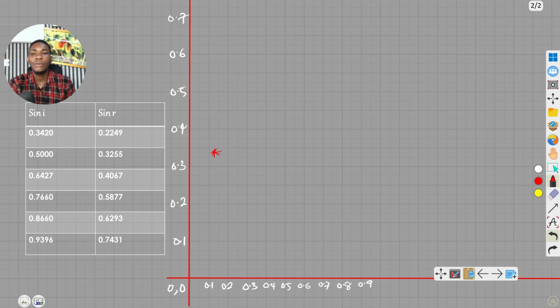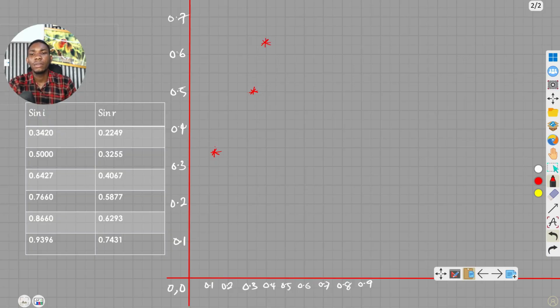And then we have 0.5 and 0.32. So we have 0.5, which is here. This is 0.3, so 0.32 will be somewhere around here. And then we have 0.64 and 0.40. This is 0.4. Then 0.64 will be somewhere, 0.6 rather, 0.64 will be somewhere around here. 0.40 is just here, so the point will be here.